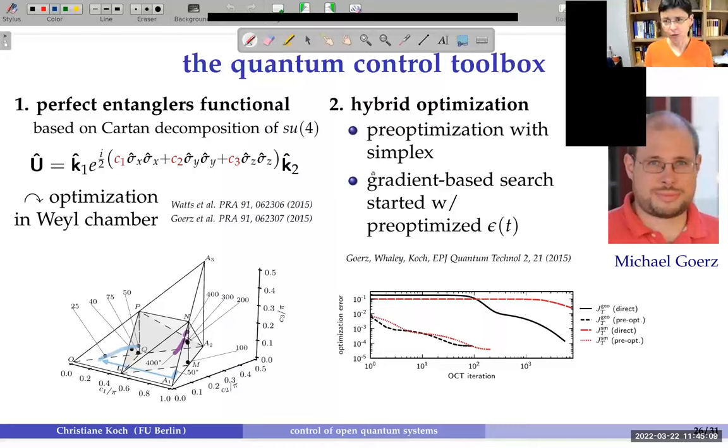But what Krotov can do is that even if you have a non-convex target functional, it still converges monotonically. And I think that's what really distinguishes it from other methods. And one of the examples where we do have a non-convex functional is this one for perfect entanglers that is shown here, that we get from the Cartan decomposition of SU(4). Yeah. Great.